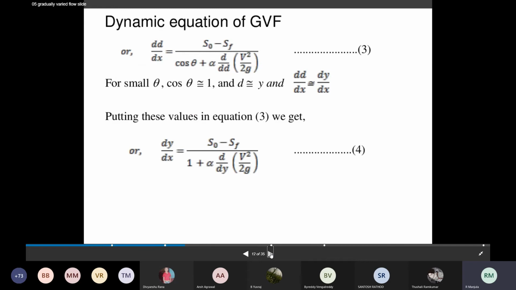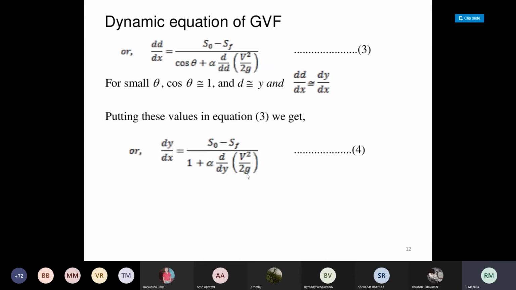Suppose for small values of theta, you can equate cos theta equal to 1, and for small values of theta, you can equate d is equal to y, and hence dd by dx you can replace with dy by dx. So what we will be getting is dy by dx equal to S0 minus SF divided by 1 plus alpha into d by dy of v square by 2g, as cos theta is 1. This is the final dynamic equation of gradually varied flow. This is the most important equation. It is essential for finding the type of water surface profile on the upstream and downstream of the flow. This equation is very important. Please remember, this derivation is also important.